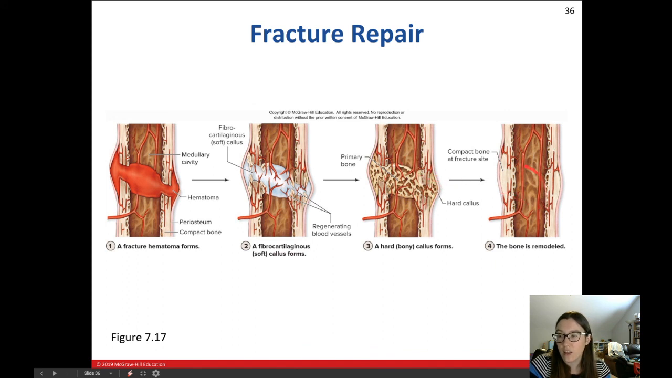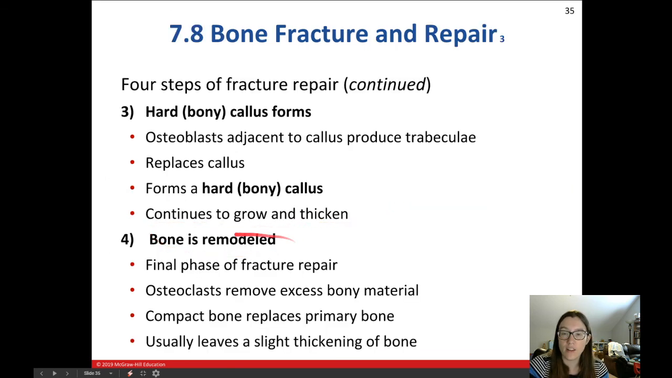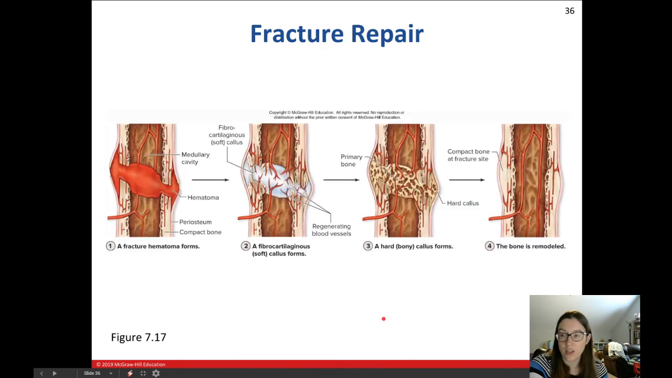And then finally, the bone is going to be remodeled. So as you can see, we have this immature sort of woven bone here, and we'll talk a little bit more about that in the next chapter. And some areas of spongy bone where we should have compact bone. So eventually we're going to have some remodeling happen. Also, we need to have a medullary cavity eventually. And so the final phase is going to be bone remodeling. So we have osteoclasts coming in to remove the excess bone material. The compact bone is going to replace that primary or woven bone, and that usually does leave a slight thickening on the bone here.